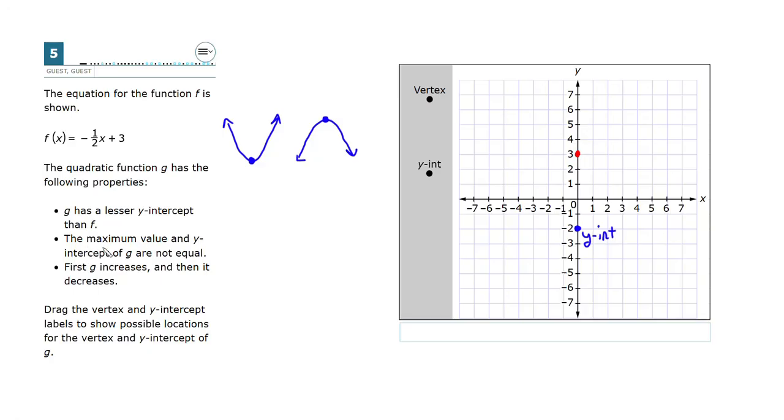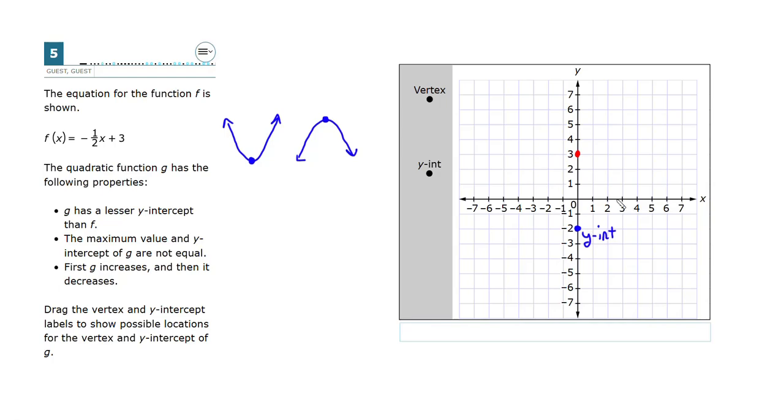So here, when they say the maximum value, they're telling us that we have a parabola that opens downward, like this one. And that makes sense if you look at the third point. First, g increases, then it decreases. When we look at this parabola that opens downward, and we read it from left to right, it increases, then it decreases. So our maximum value, our vertex, and our y-intercept are not equal. What does that tell us? That tells us that we can place our vertex anywhere on this graph except for on negative 2.